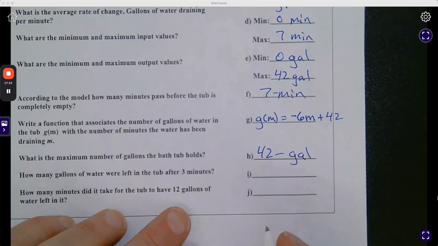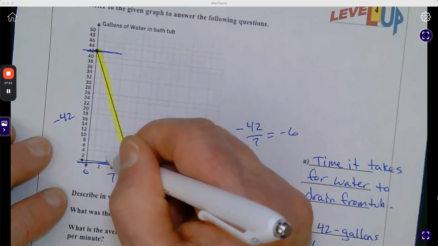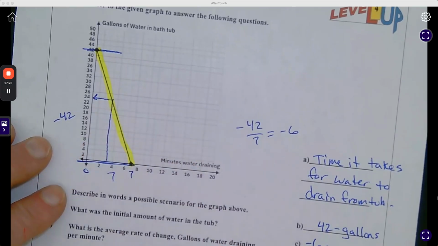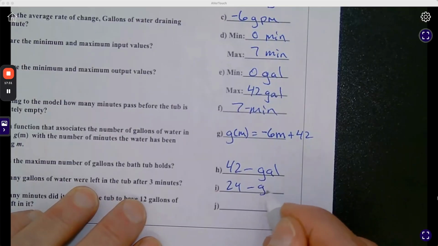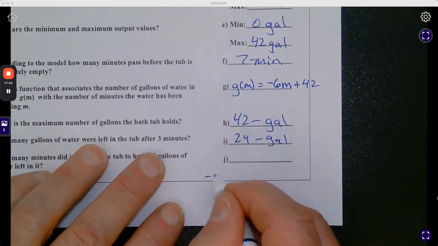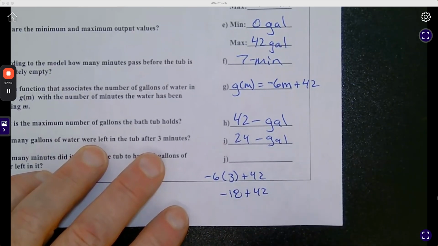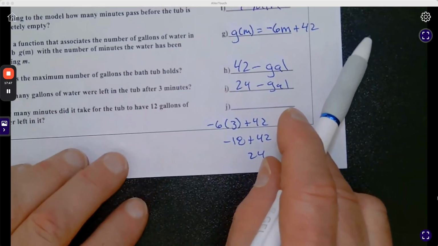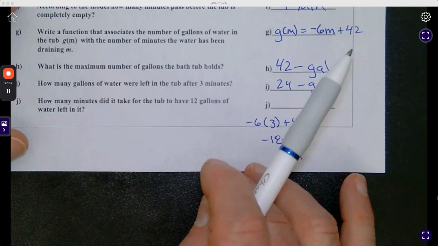How many gallons of water were left in the tub after 3 minutes? Well, let's see if we can do this here. So here's 3. Boom. There's that. 24 gallons. Now, if I use the model, that would be negative 6 times 3 plus 42. Negative 18 plus 42. Hey, that's 24 as well. So look, the graph gave me 24, and the model gave me 24. Supermodel.